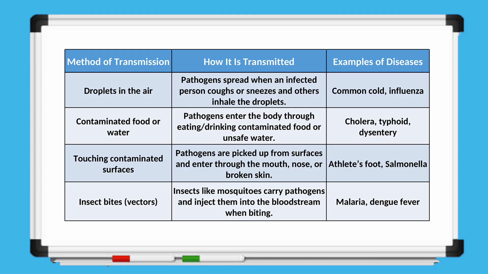Finally, insect bites, also known as vectors. Insects like mosquitoes carry pathogens and inject them directly into the bloodstream when they bite a person. Diseases such as malaria and dengue fever are spread through this method.